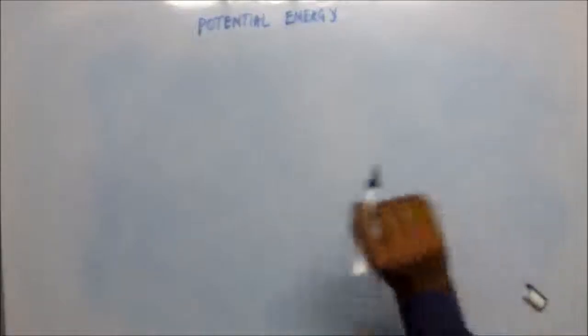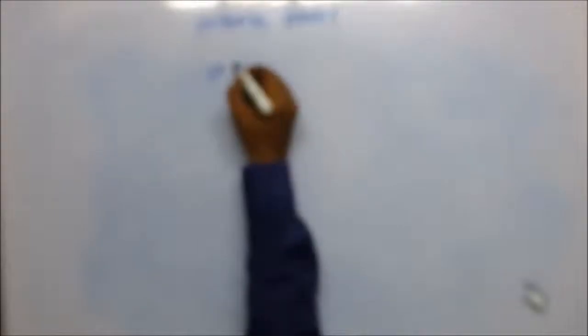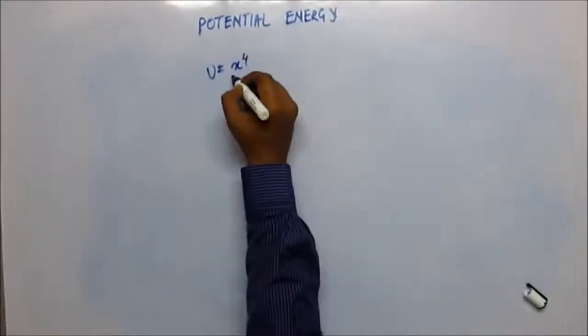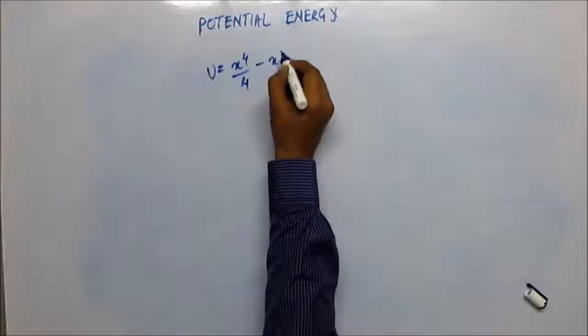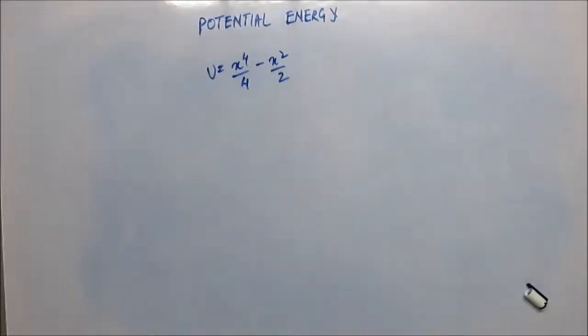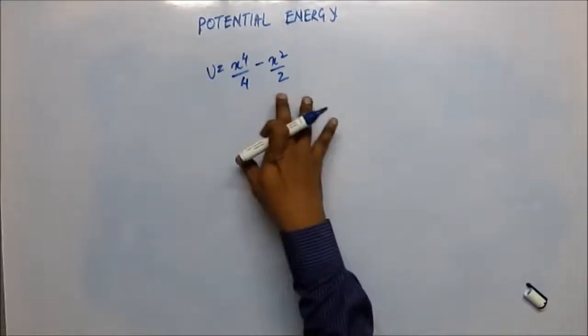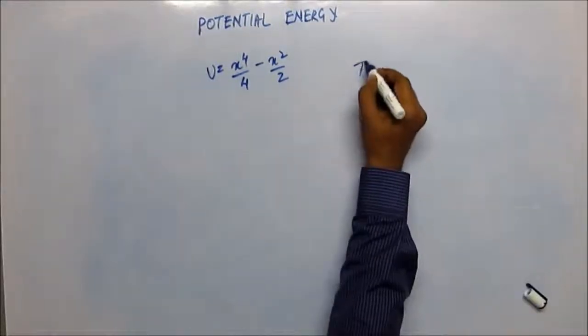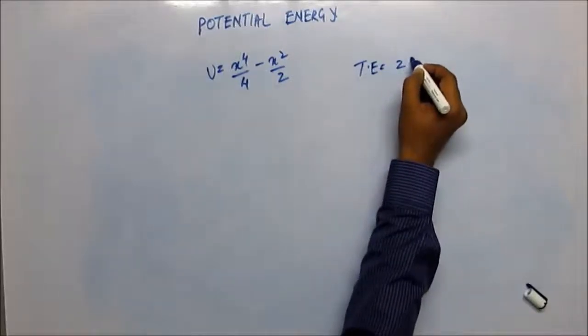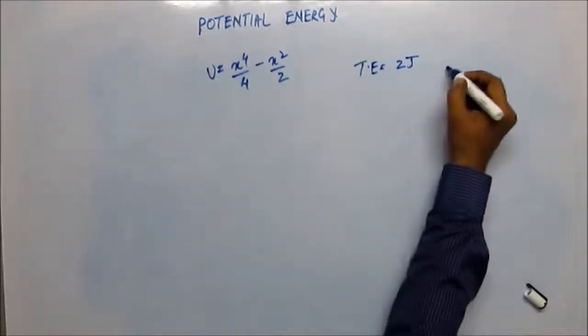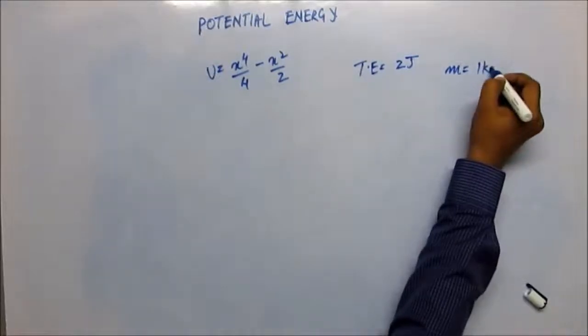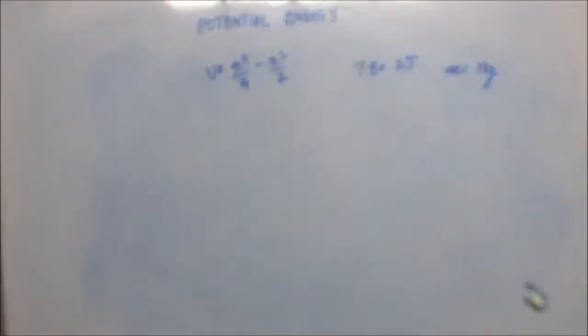This problem was asked in AIEEE 2006. They gave the expression of potential energy as this, and they said that the particle whose equation of potential energy versus displacement is this has a total energy of 2 joule. The mass is 1 kg. These three pieces of information are given, and they asked what would be the maximum velocity of the particle.